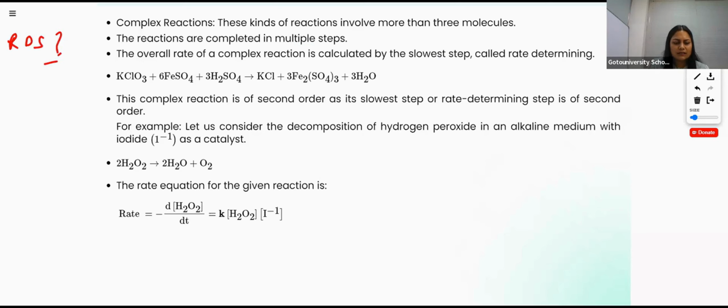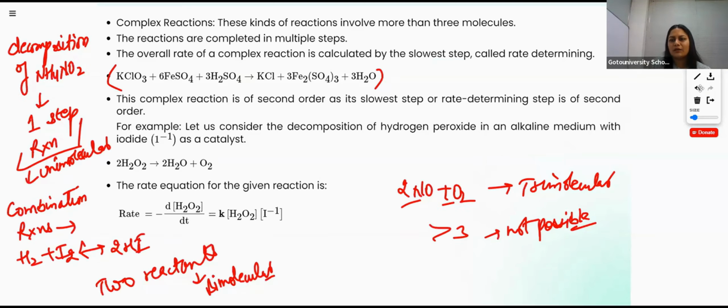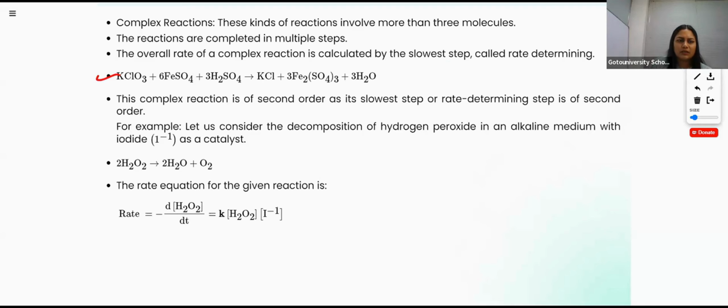Rate determining step. It is written here, first of all, it is the slowest step. Calculate the order for this reaction. Now, this is a complex reaction where we are having more than 3 molecules, right?